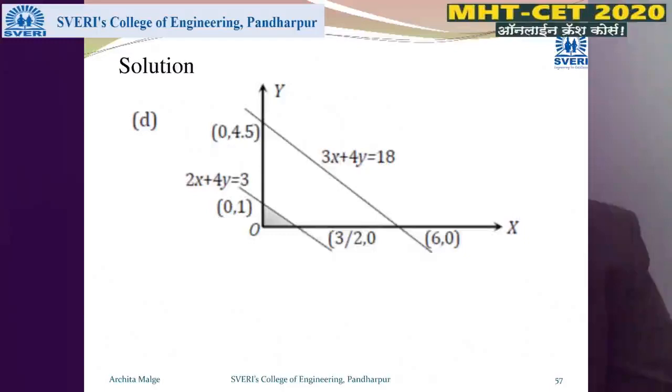So here 3x plus 4y is equal to 18 and 2x plus 3y is equal to 3 gives 0, 1.5, 3 by 2, 0, 0, 4.5, 6, 0. These are the points of intersection. Okay, so by using these two lines we will get such type of graph.